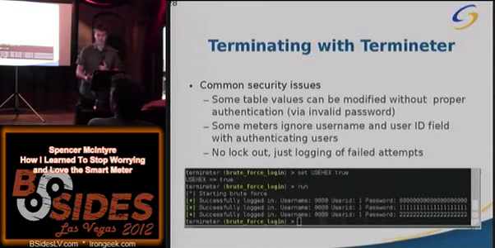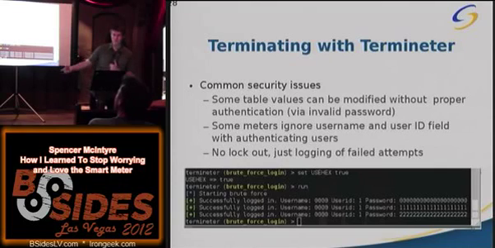Another problem I found is that meters ignore the username and the user ID field. So this is me running the brute forcing module, and this is with the default word list. The username is the same, and the user ID is also the same, but you can authenticate with different passwords. So this makes brute forcing a lot easier on these meters that have this particular issue. You would assume that once the password was found, you wouldn't find it anymore because there's only one password per user, but that's not the case.